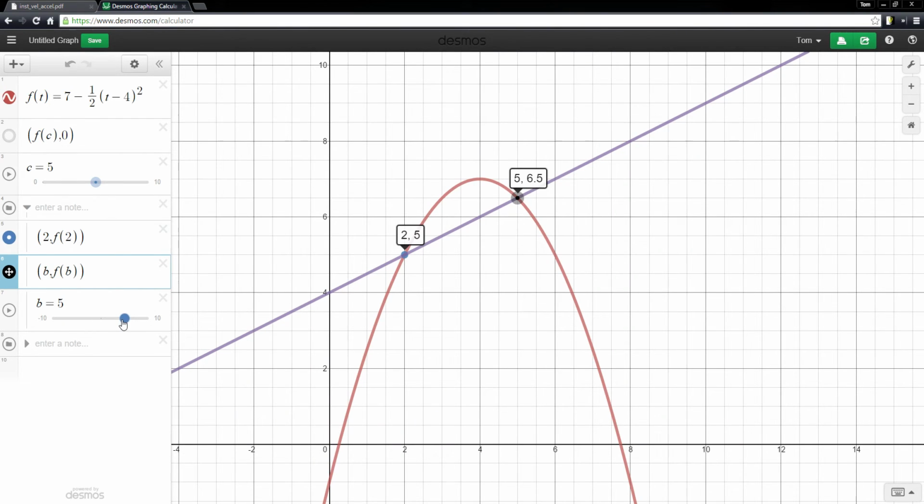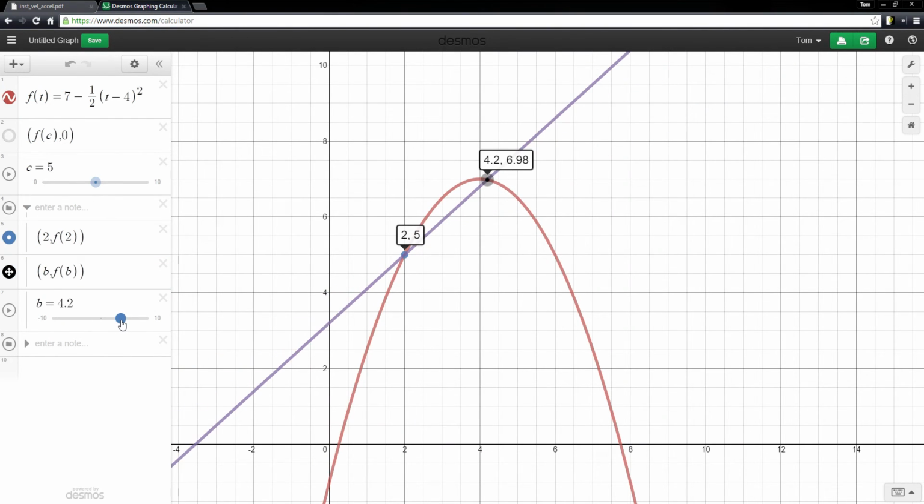All right, let's look at that. Slide this point over here to 4. There we go, and we can see those values that we got. The points on the position function were (2, 5) and (4, 7).